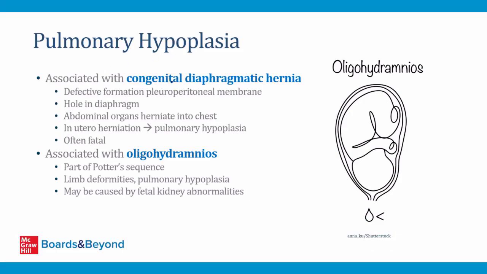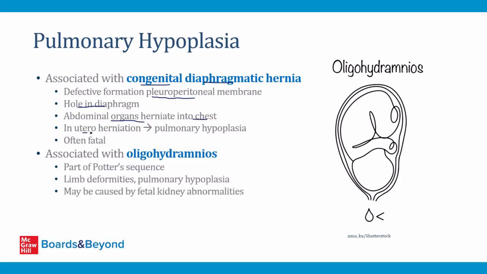One of these is in babies born with a congenital diaphragmatic hernia. I talk about this in detail in videos in the GI section, but by way of brief review, this refers to defective formation of an embryologic structure called the pleuroperitoneal membrane, and when this occurs, there will be a hole in the diaphragm, and abdominal organs can herniate up into the thorax and the chest.